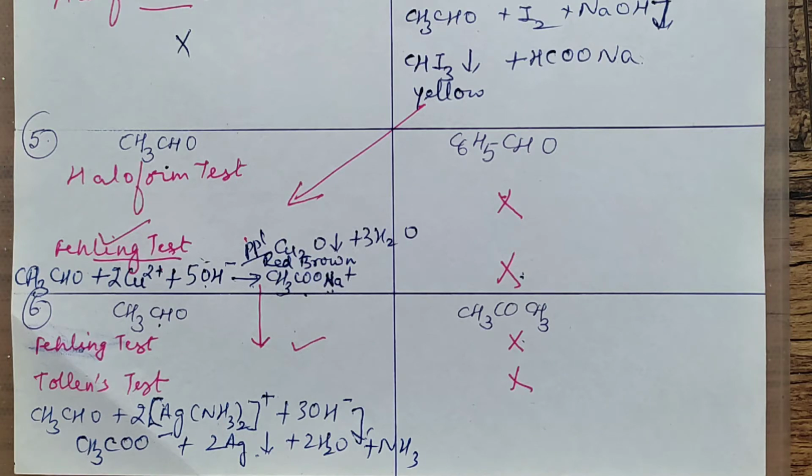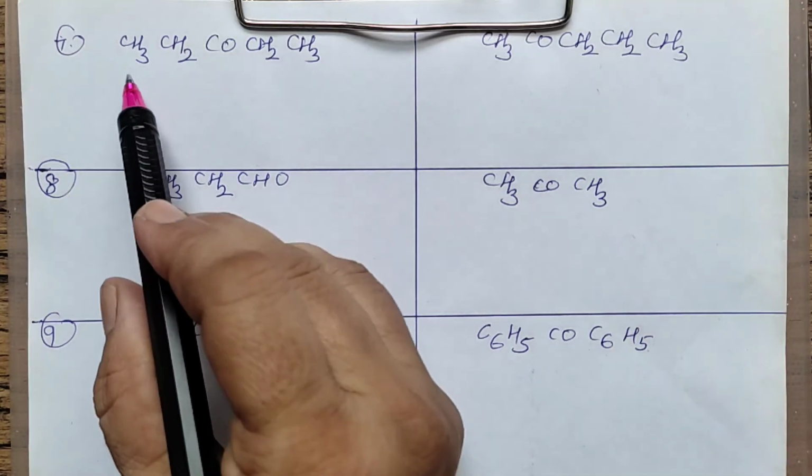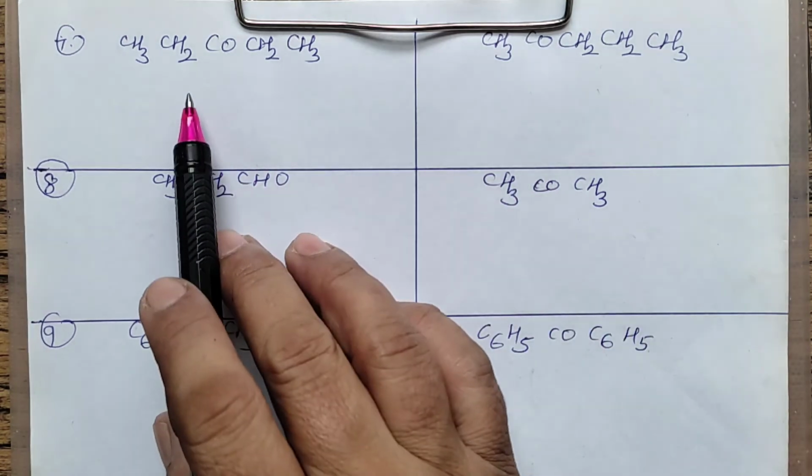We'll continue further. Moving on to the next, distinguish between pentan-3-one and pentan-2-one. This is pentan-2-one.